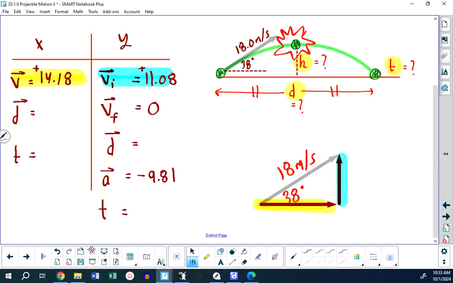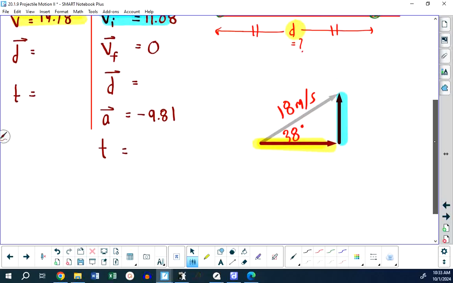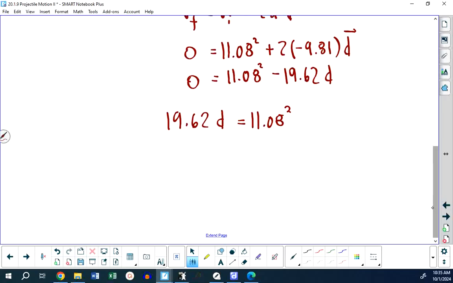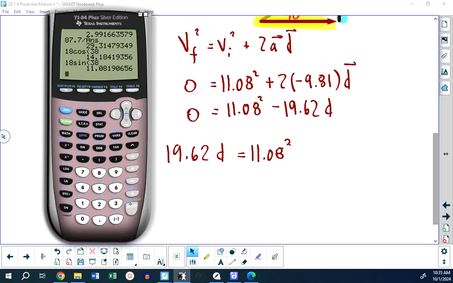I believe in the lesson that I found the displacement first. And I'm going to be using the formula VF squared equals VI squared plus 2AD. So when I put in the numbers, VF is 0, so I get 0 squared, or 0, equals VI squared plus 2 times negative 9.81 times D. So this results in the equation 19.62D equals 11.08 squared. So we need to take that 11.08 and square it, and then divide by that 19.62.